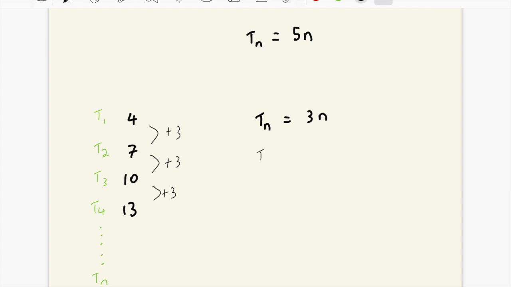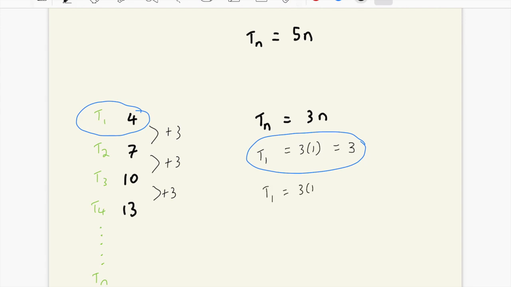So then we're going to test it. So if we test for the first term, T1 is going to be 3 times 1, which is equal to 3. Now we have a problem because that isn't our first term. So here we've calculated T1 is equal to 3, but we know over here that T1 is actually equal to 4. So what we're going to do is T1 is actually 3 times 1 plus 1 is equal to 4. So we're just adding 1 to our original equation. So then we're going to let Tn is equal to 3n plus 1.